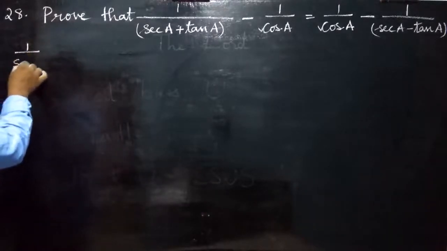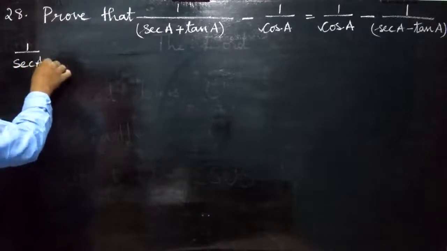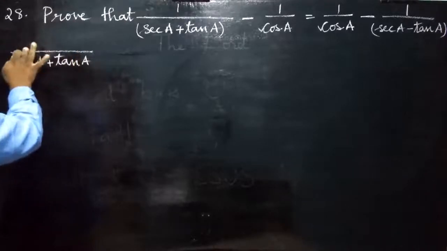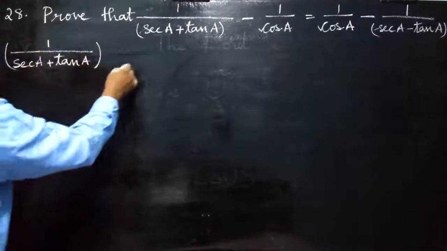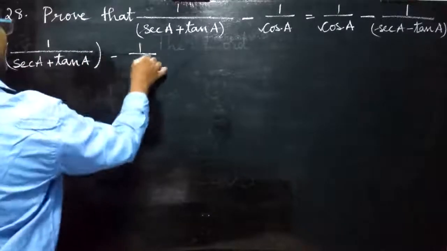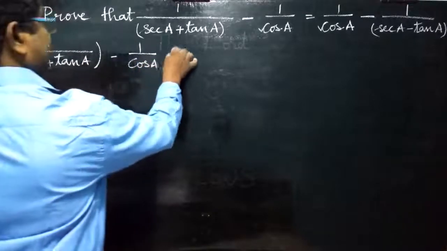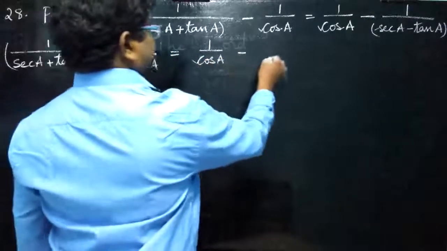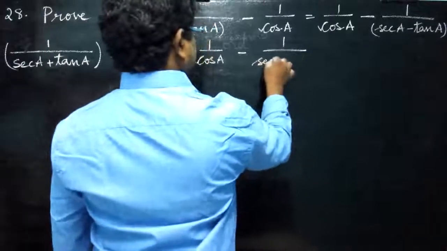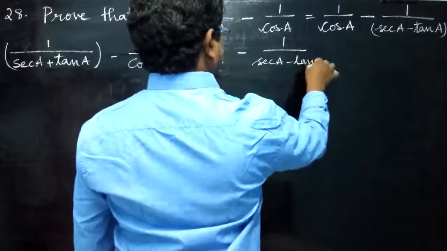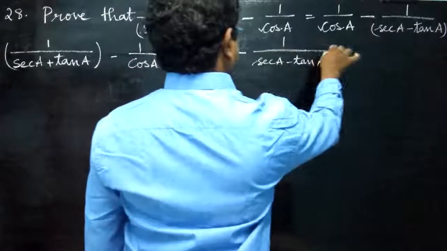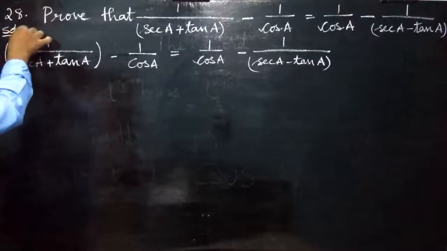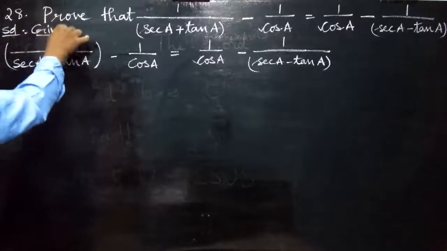1 by secant A plus tan A minus 1 by cos A is equal to 1 by cos A minus 1 by secant A minus tan A. Now, solution. What is given, we have written.